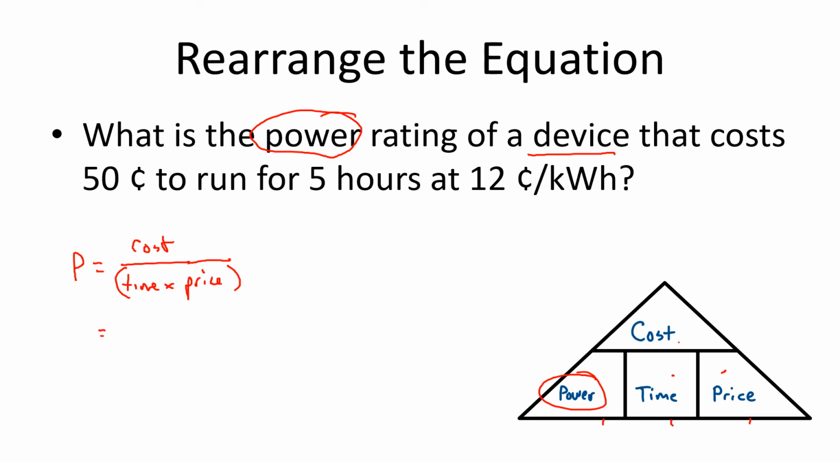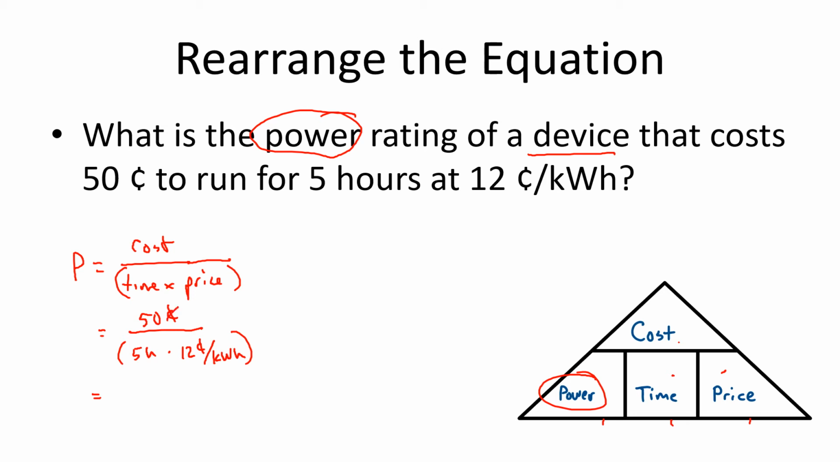So the cost here was 50 cents. The time is 5 hours, and the price was 12 cents per kilowatt hour. Now it's important to put all these units in as a reminder, just to keep track of everything, and it also is a way to sort of verify the units that you'll end up with.